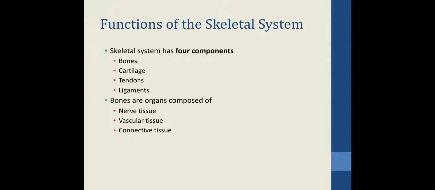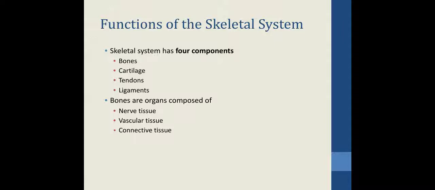So let's start with the functions of the skeletal system. The skeletal system has 4 main parts that make it up. Of course, that's going to be the bones. That's the organ of the skeletal system. The cartilage, and that is normally found at the tops and bottoms or the ends of the bones, in between bones. Then we've got tendons and ligaments connecting the bones either to other bones or to other structures like muscle.